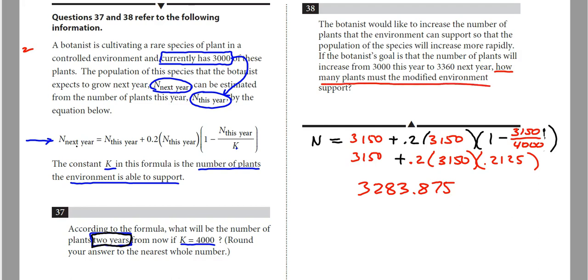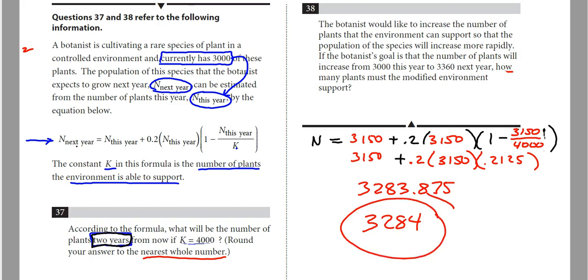How many plants must the environment, or wait, check that. I looked up at the wrong problem. It says round our answers to the nearest whole number. So the nearest whole number is going to be 3,284, because I'll go ahead and round up, since that's 5 or larger. So the answer to number 37 is 3,284.